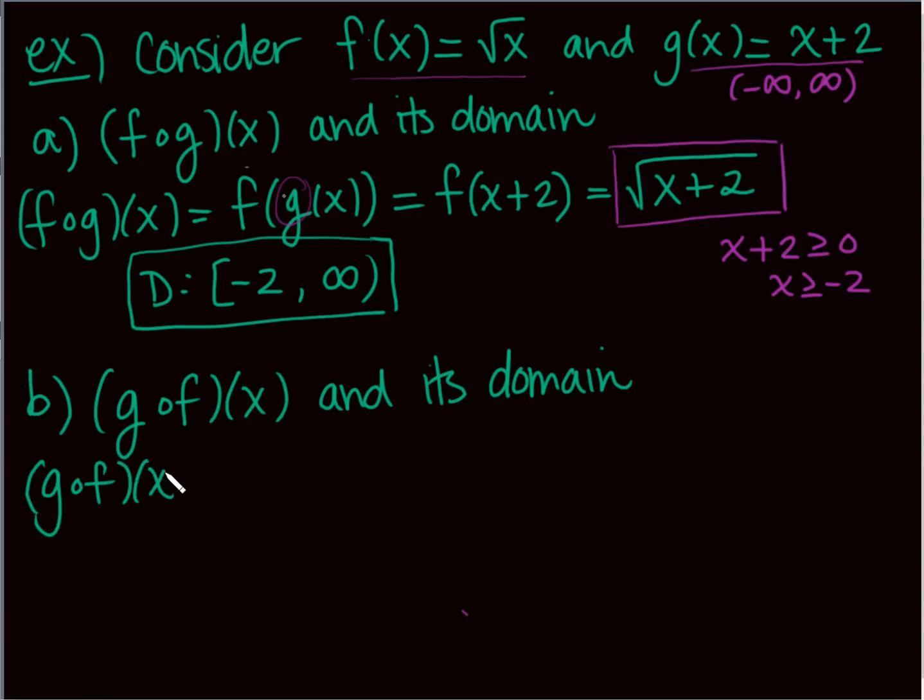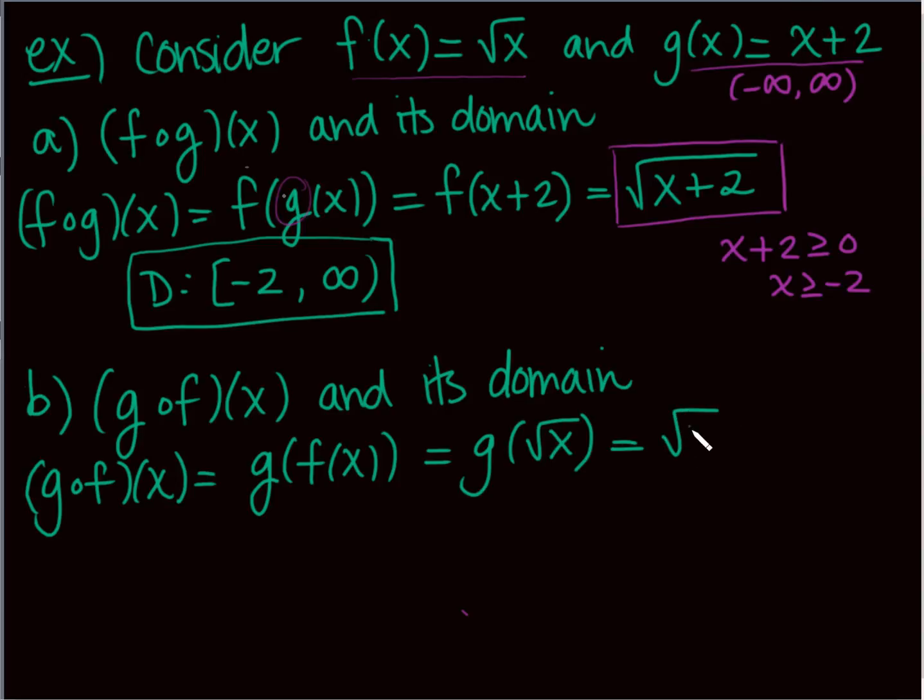Everything in mathematics is pure and true and what it should be, but all right, what is f of x? F of x is root x, so I just replace that f of x with root x, and then in G, what am I going to replace that x with? The square root of x plus 2.